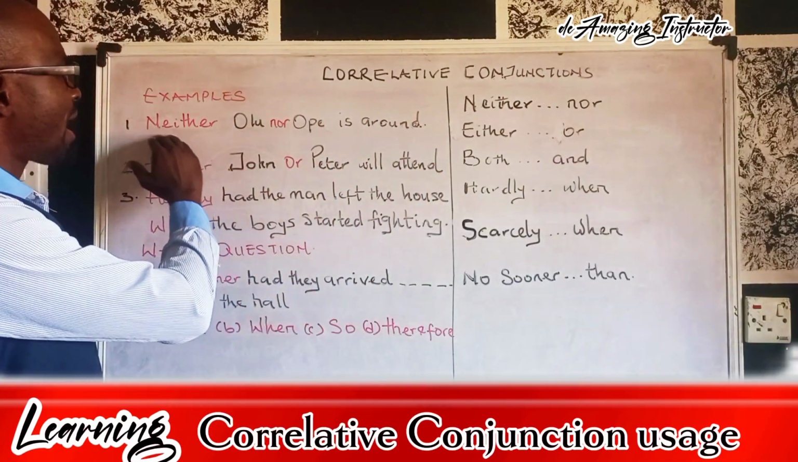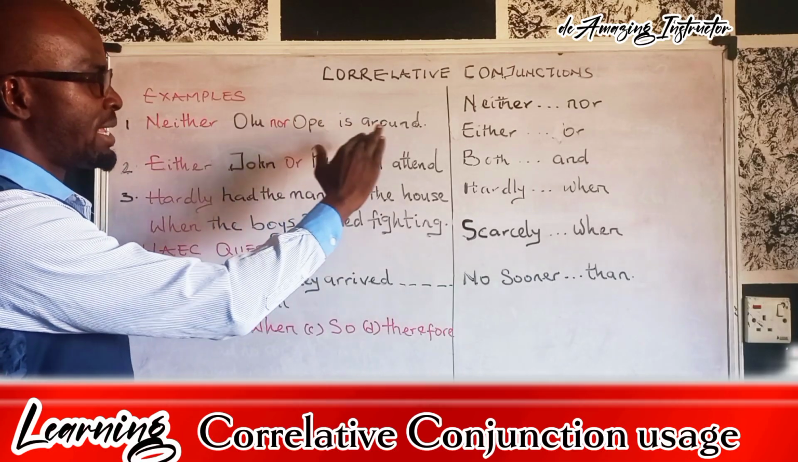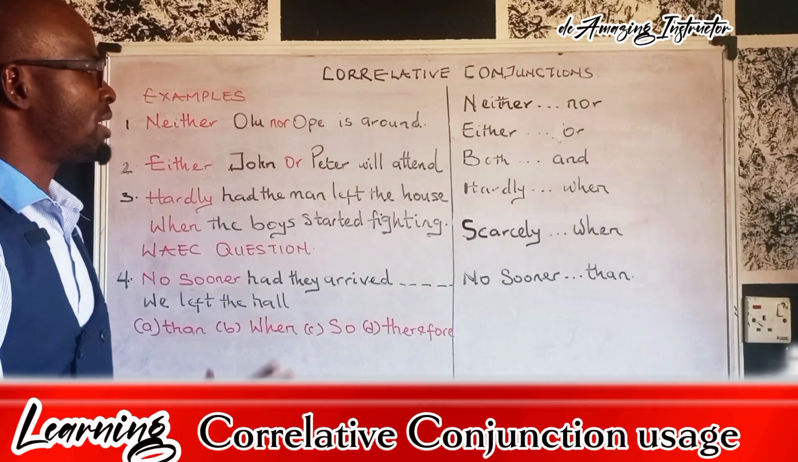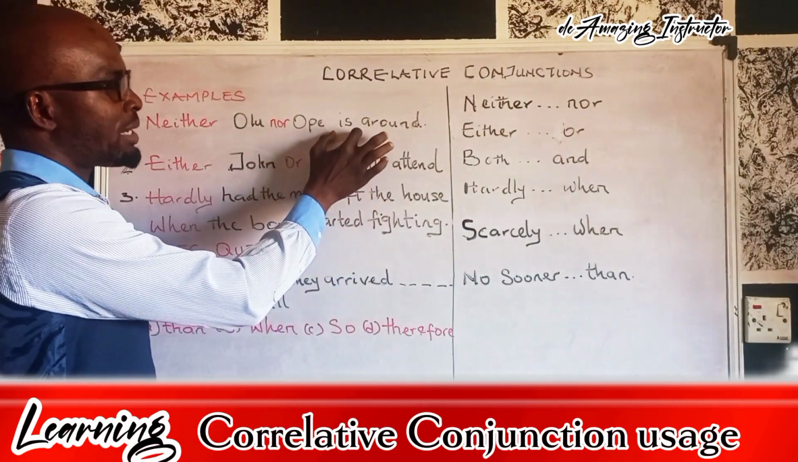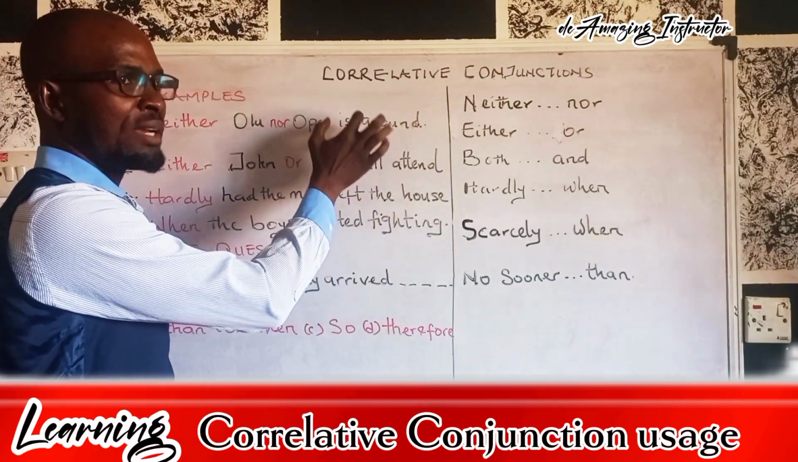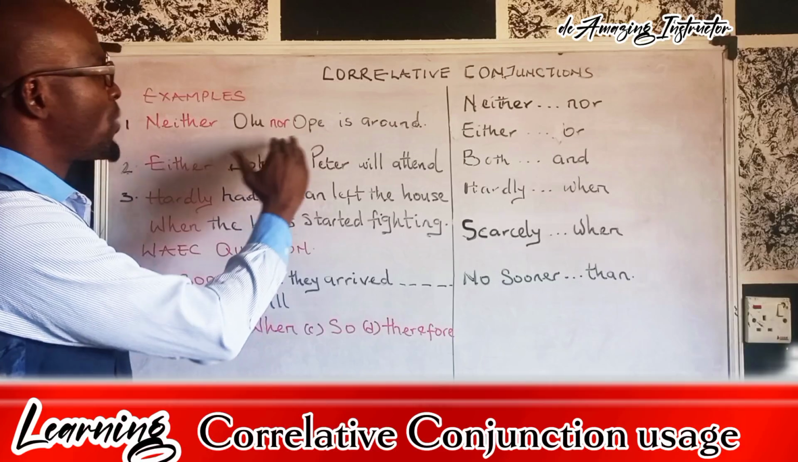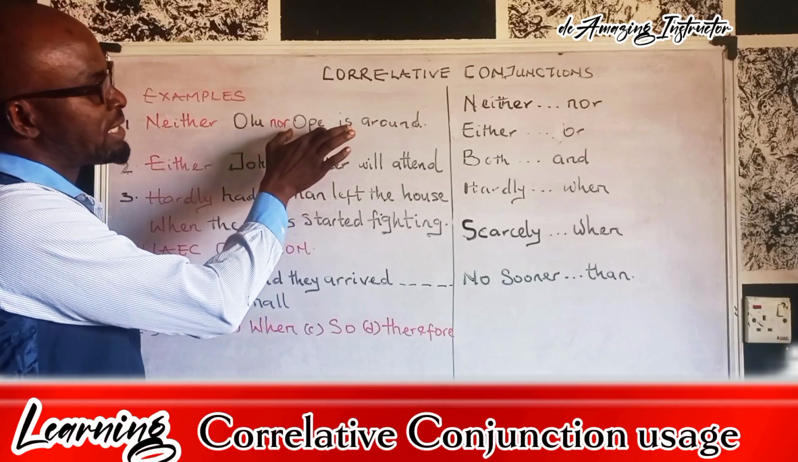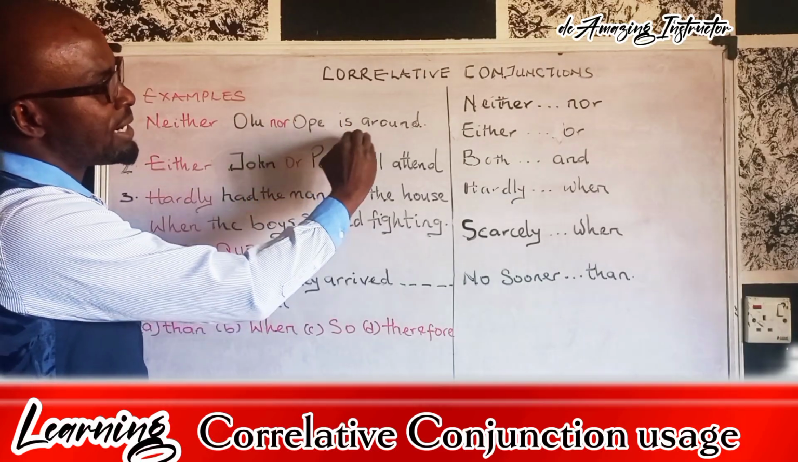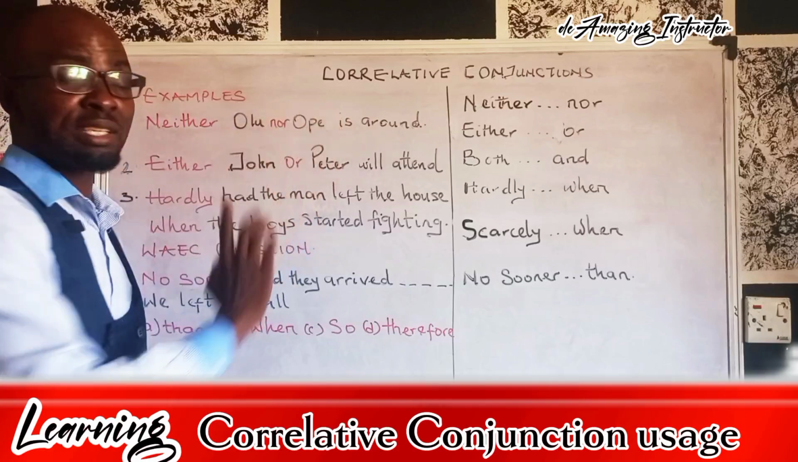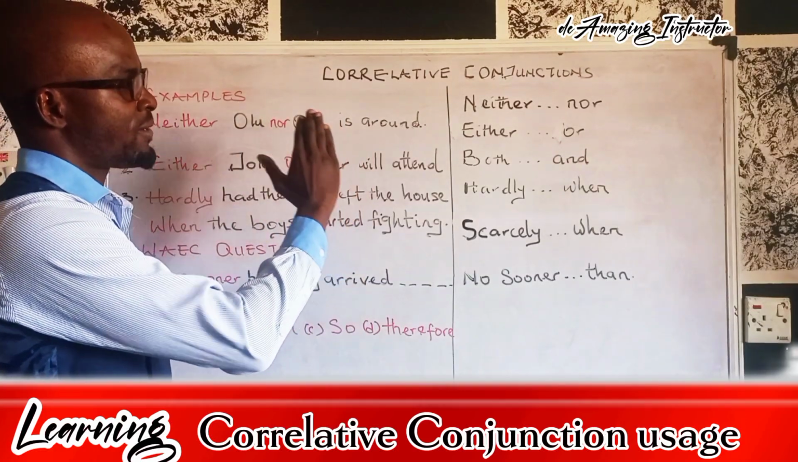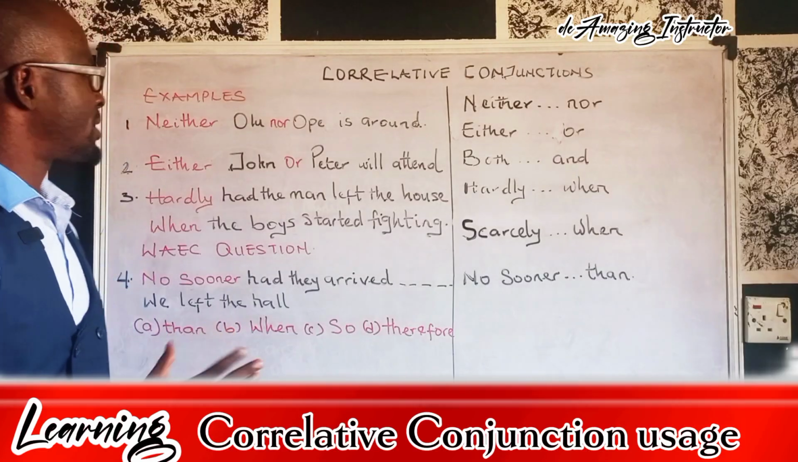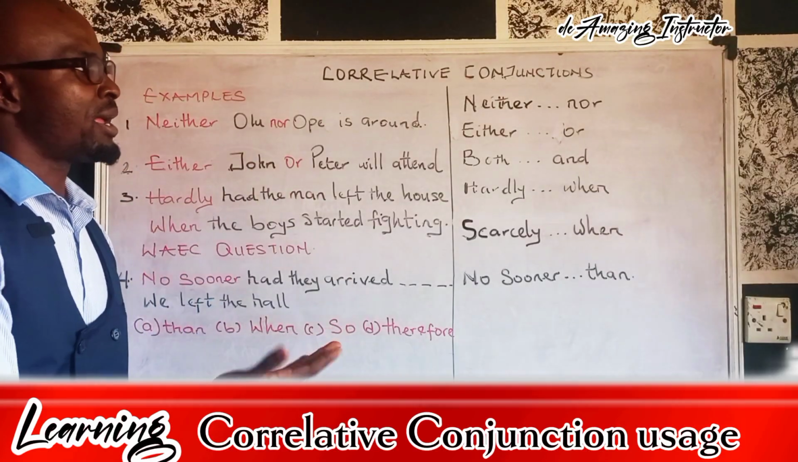Okay. Now, neither Olu nor Ope is around. What does that mean? It shows that none of them is around, and it must be followed by a singular verb. Why? Because we are referring to the subject closer to the verb, which is a singular subject. So it must be followed by a singular verb. So neither Olu nor Ope is around.